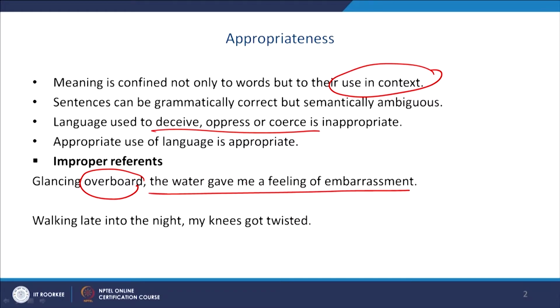Likewise, when we say walking late into the night my knees got twisted. Now see, the immediate referent, my knees, you want to say my knees got twisted, but then what you have said before, it actually confuses or it actually distorts the meaning. It appears as if your knees walked late into the night. So, we find that both these sentences are not appropriate.